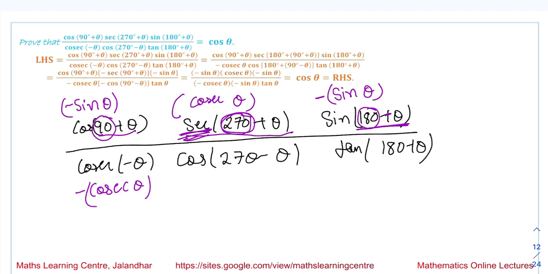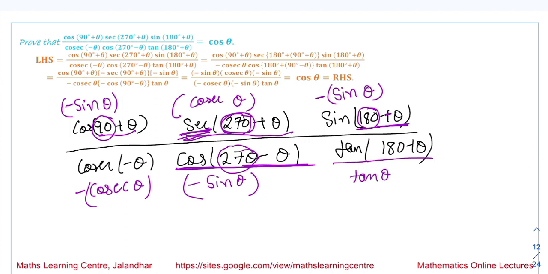Next, cos of 270 minus theta, this will lie in third quadrant. This value is odd multiple of pi by 2. So the answer we obtain, it is minus sine of theta, and this last value will be in third quadrant, and the answer we obtain, it is tan of theta. We can see that 180 degree is the period of the tan function.